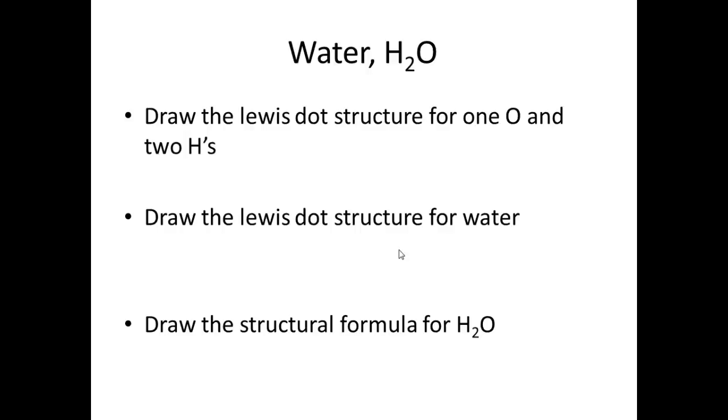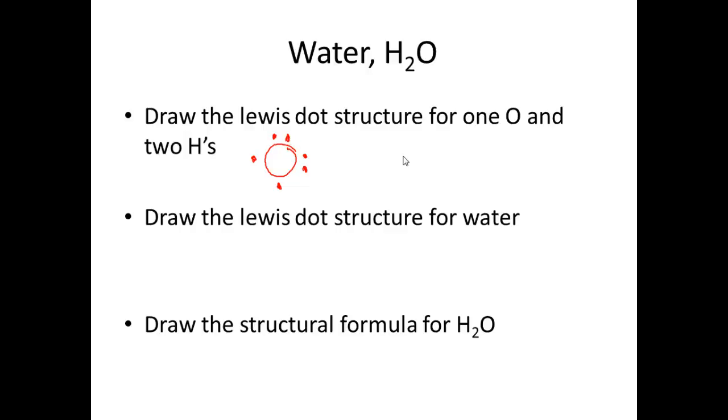Oh, did we do this? Nope. Okay. So in your notes right now, I want you guys to do this. So the Lewis dot structure for oxygen. Oxygen has 6 valence electrons. 1, 2, 3, 4, 5, and 6. Kind of looks like that.